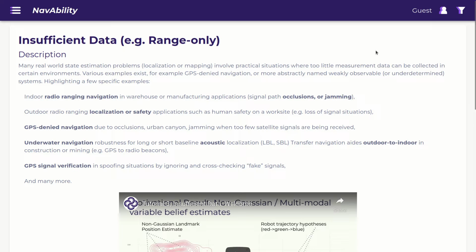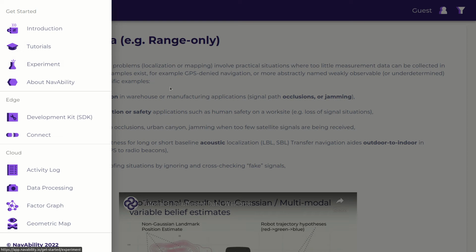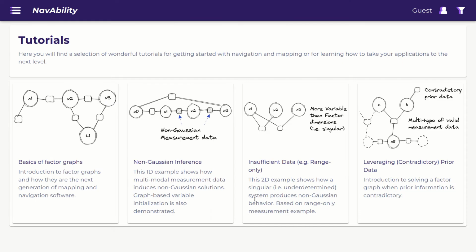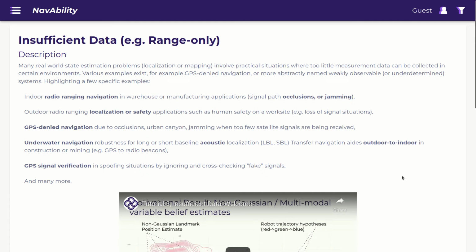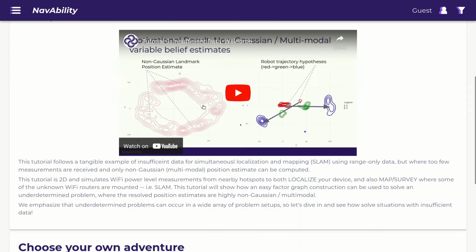So let's just look at where to find it. If you go to app.navability.io, there is on the hamburger menu a tutorials page. This is tutorial 3 on insufficient data or underdetermined systems. We have a separate video that's a welcome that tells you a little bit of the context and the applications that are important. And then you can choose your own adventure.